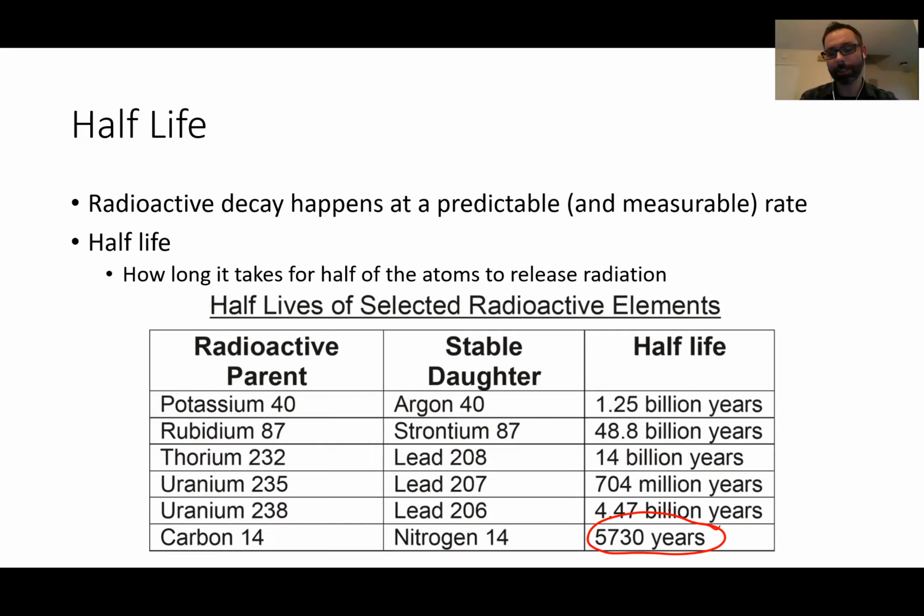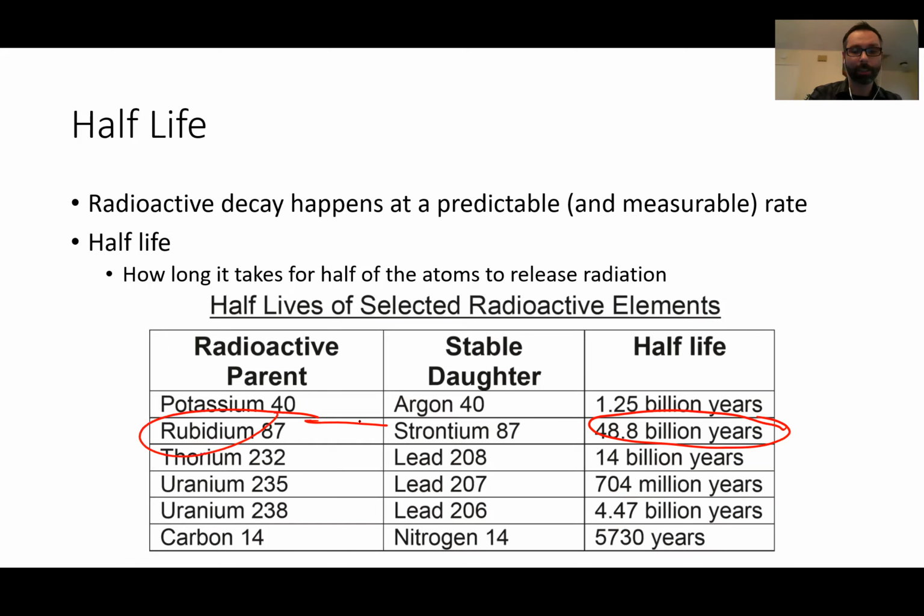I know 5,000 years doesn't seem too short, but it's pretty short as far as the history of the Earth is concerned. Some of these things, like this one, is about the same age as the Earth, 4.5 billion years old. This one is older than or longer than the age of the universe.